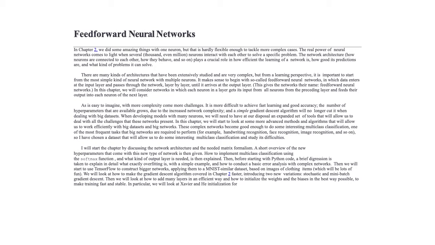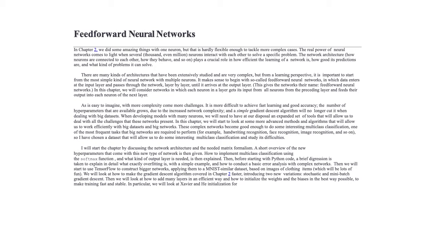Then, before starting with Python code, a brief digression is taken to explain in detail what exactly overfitting is, with a simple example, and how to conduct a basic error analysis with complex networks. Then we will start to use TensorFlow to construct bigger networks, applying them to a MNIST-similar dataset, based on images of clothing items, which will be lots of fun. We will look at how to make the gradient descent algorithm covered in Chapter 2 faster, introducing two new variations, stochastic and mini-batch gradient descent.